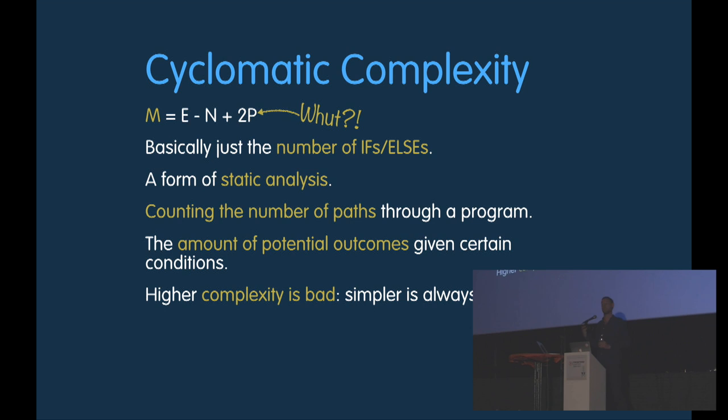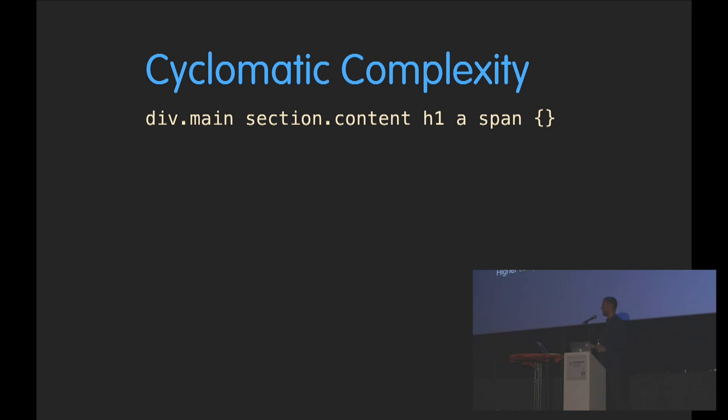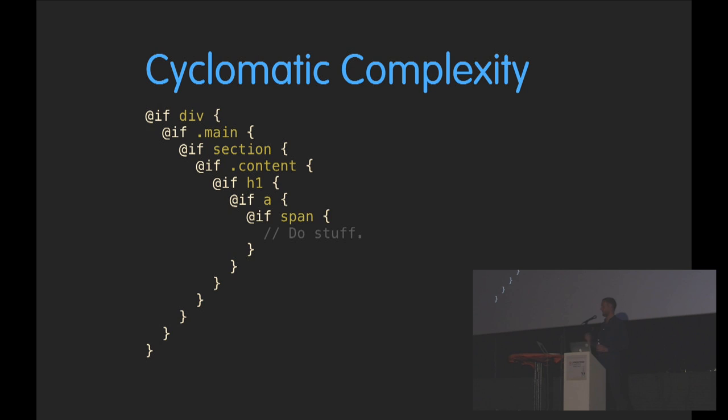People often say that CSS doesn't have any logic. CSS isn't a programming language. That is true. But if we look at CSS in a certain light, we can see that it's actually got a lot of logic baked into it right since the beginning. If we take a selector like this, and we've probably all seen selectors like this before, there are a lot of ifs and elses in this selector, because basically what we're saying to the browser is, if you find a div with a class of main, if you find a section with a class of content, if you find an h1 with an a with a span, then do this. And actually, because browsers read selectors right to left, we're doing it the other way around. If you find a span in an A and so on and so on, all of these if statements are a chance for something to go wrong. All of these if statements are a chance for the browser to not match.